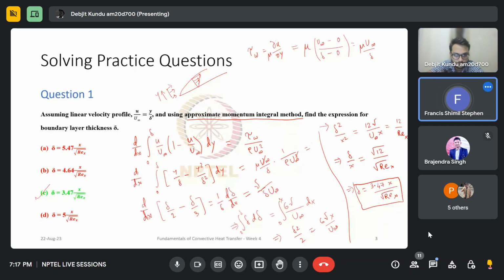So instead of three terms, we are dropping one term. Otherwise, there would be an additional u infinity du infinity by dx kind of term. Since this is zero, we are dropping that. But actually the solution of von Karman is 4.64 by root Rex. Is it so? Anyway, I don't know that, but as far as this process is concerned, do you see any mistake anywhere?